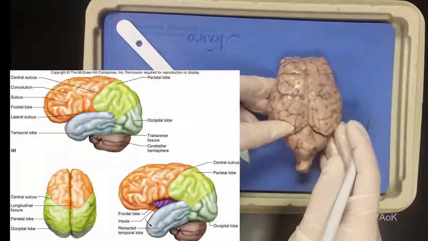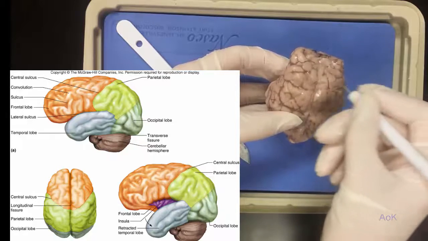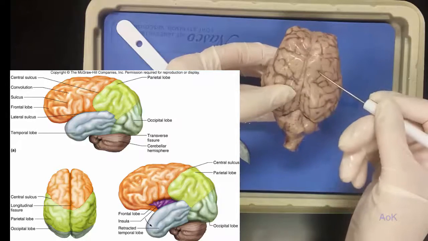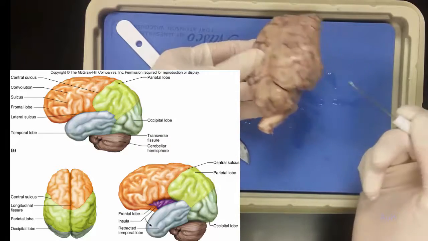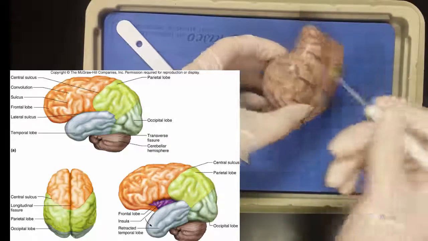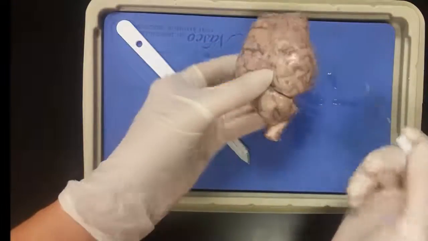The cerebrum is divided into 4 lobes. The frontal lobes are in the front, parietal lobes are at the top, occipital lobes are at the back, and the temporal lobes are on either side, near the temples and the ears.